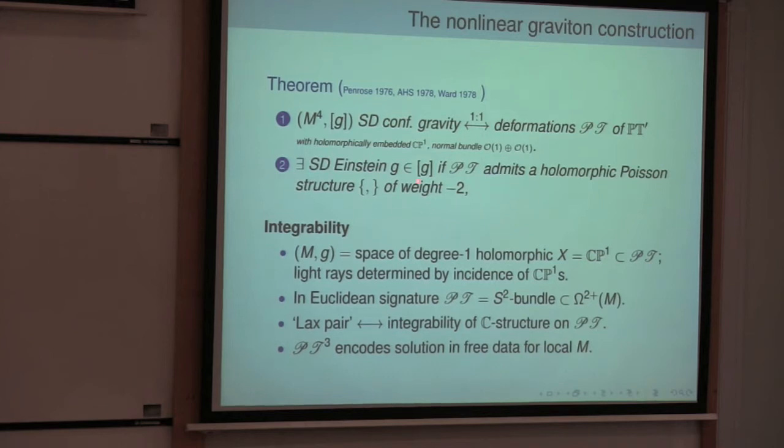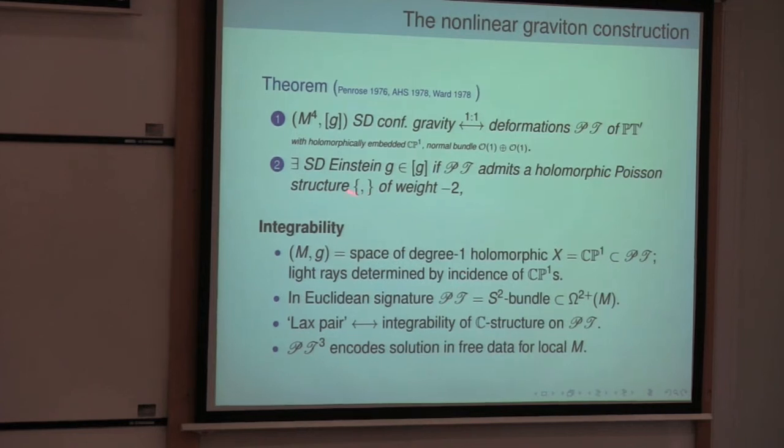So Roger also further worked out that the space is actually Einstein, rather than merely conformally self-dual, if the twistor space admits a holomorphic Poisson structure of weight minus 2. So it has to be a holomorphic Poisson manifold. And the weight is just in this scaling. We rescale Z. We're looking at the quotient of Z under rescaling, so when you do that quotient, this Poisson structure has to have weight minus 2.